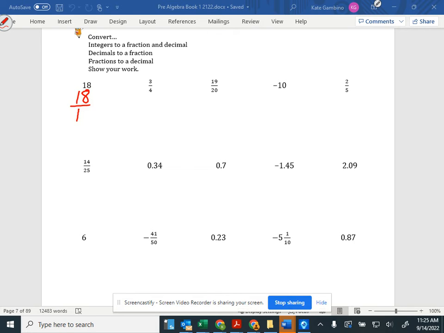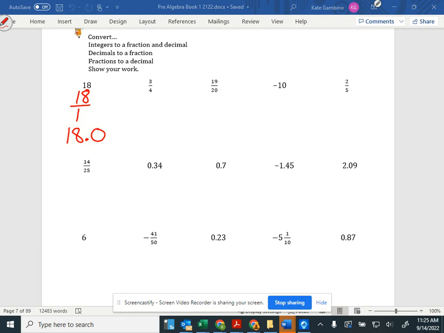How would I show 18 as a decimal? 18.0. So when you have that integer, you put a 1 under it to make a fraction. You put a decimal point zero to make it a decimal. The integers are the easy ones.